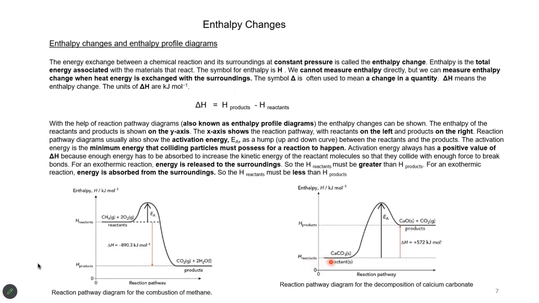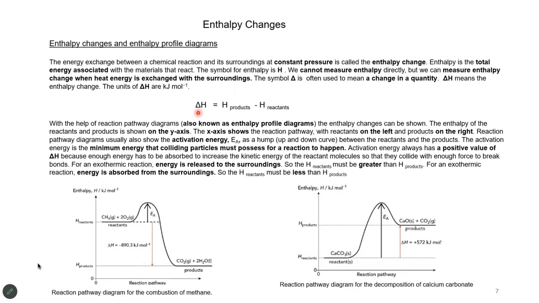If we take another reaction showing the enthalpy change, here is the calcium carbonate solid. This is the reactant, and this is the product. So the enthalpy change for this one is from here to here, so it is positive. This plus 572 kilojoules per mole is the enthalpy change for this reaction, and that is what we call an endothermic reaction. So this is a profile of an exothermic reaction, and this is a profile of an endothermic reaction, to show the enthalpy change and enthalpy profile diagrams.